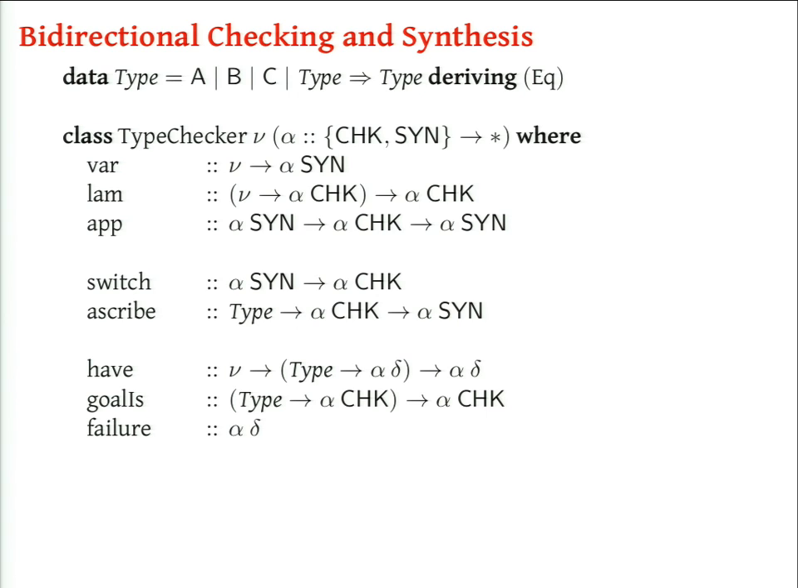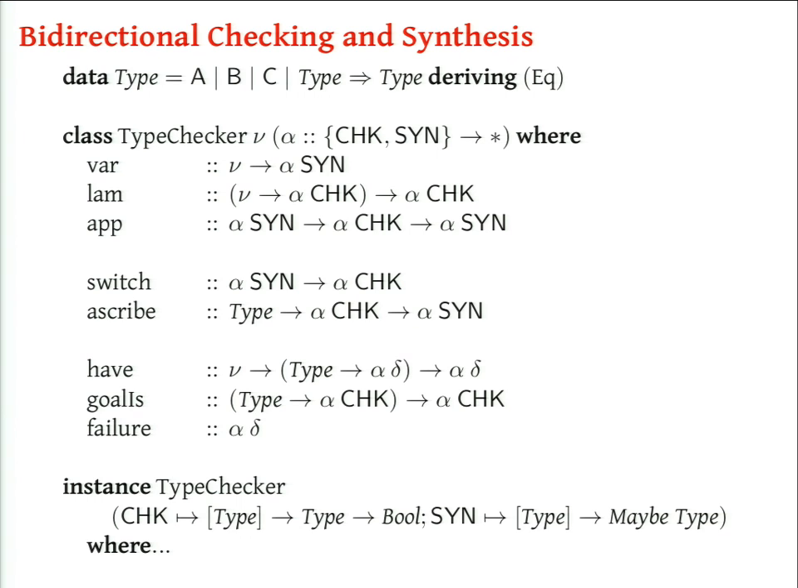So now have is polymorphic in which direction you're going. You can always make assertions about the context. But goal is we're type checking against some type, but we can only do that when we're in the checking phase. If we're synthesizing a type, we can't check what the current goal is. And failure is polymorphic. We can fail anywhere.